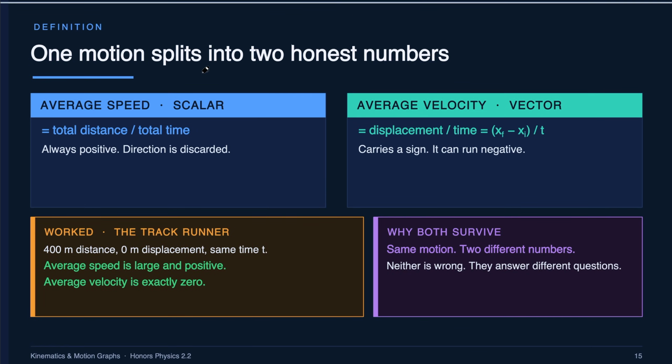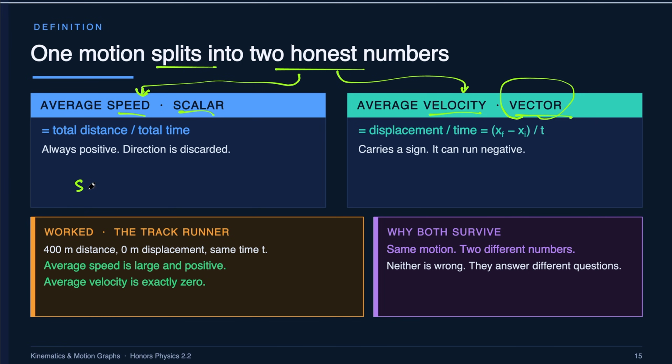So one motion can split into two honest numbers. None of these numbers is wrong by itself, right? Velocity is a different quantity and speed is a different quantity. Speed is a scalar, which I covered in my previous videos, and velocity is a vector, which I also covered in my previous videos. But the difference comes in calculating average speed and calculating average velocity.